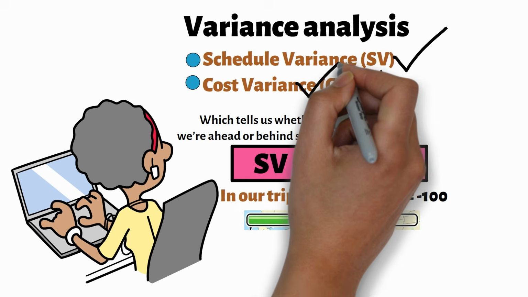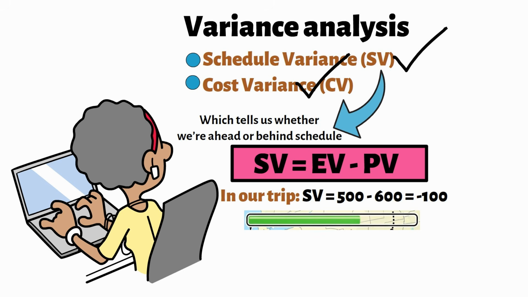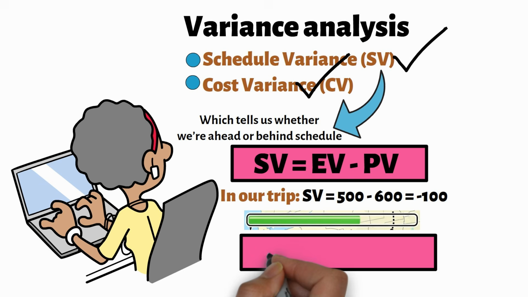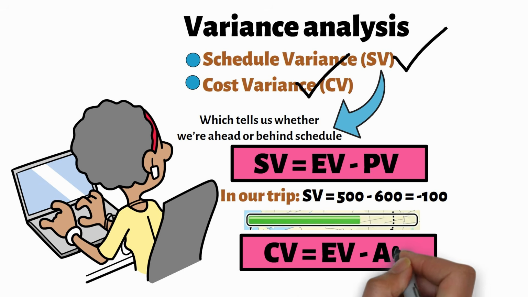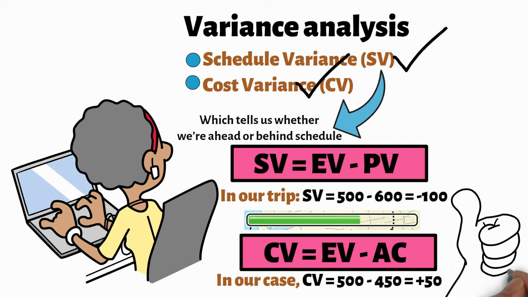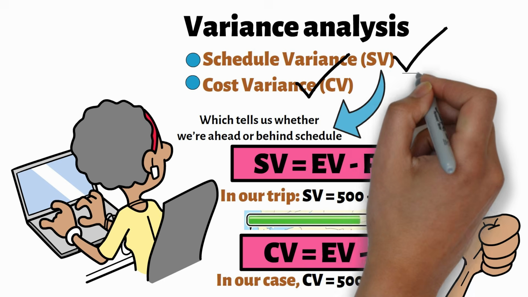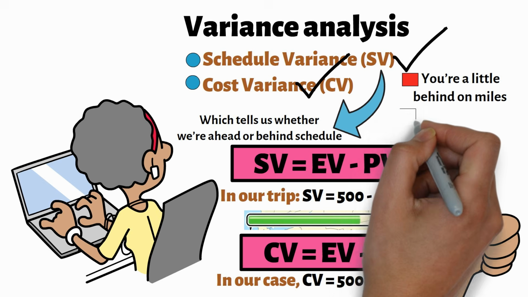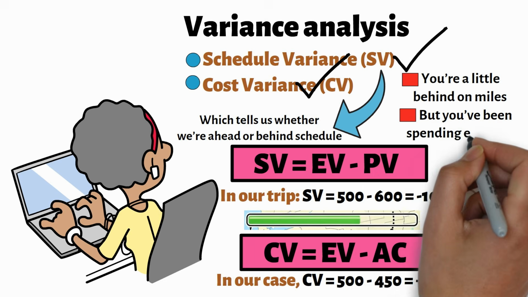Now what about cost variance, CV? This tells us whether you're under or over budget. The formula is CV equals EV minus AC. In our case, CV equals 500 minus 450 equals 50. That's a positive number. Great news. It means you've spent less than planned for the work you've done. You're under budget by $50 so far. In short, you're a little behind on miles, but you've been spending efficiently.